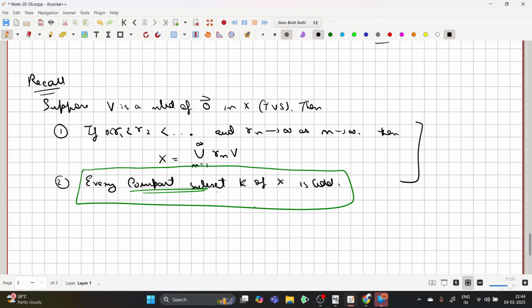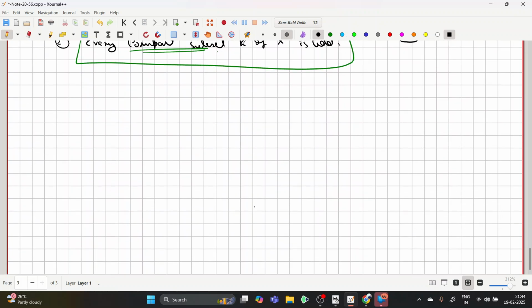One more serious example of bounded sets would be closures of bounded sets. We have seen this in some previous lecture, that if I take closures of bounded sets, then those are also bounded. So closures of bounded sets are bounded.